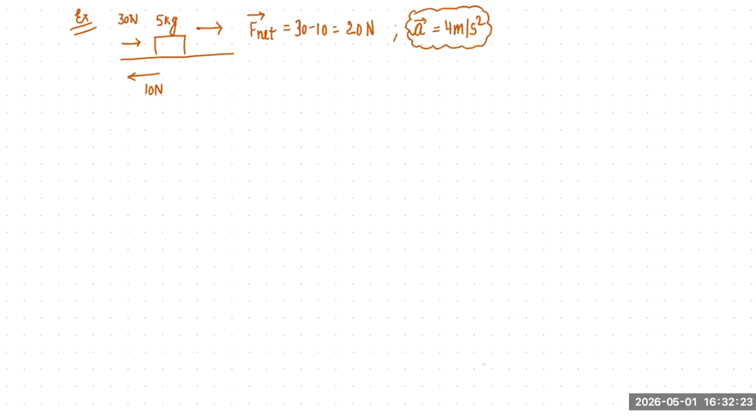Now it's your turn. Suppose there is a box of mass 8 kg that experiences a net force of 24 newtons. What will be the acceleration here? Okay, I think you will get the answer 3 meter per second square. If you got that right, you are on the right track.